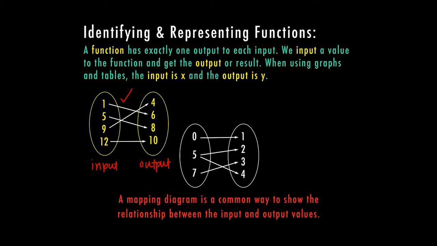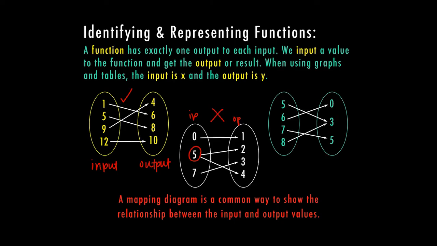If we look at another one here, again, this left side is your input and the right side is your output. 0 goes to 1, 5 goes to 2 and 4, and 7 goes to 3. So this one doesn't follow my rule because 5 actually has 2 outputs that go with this one input. So this one is not a function.